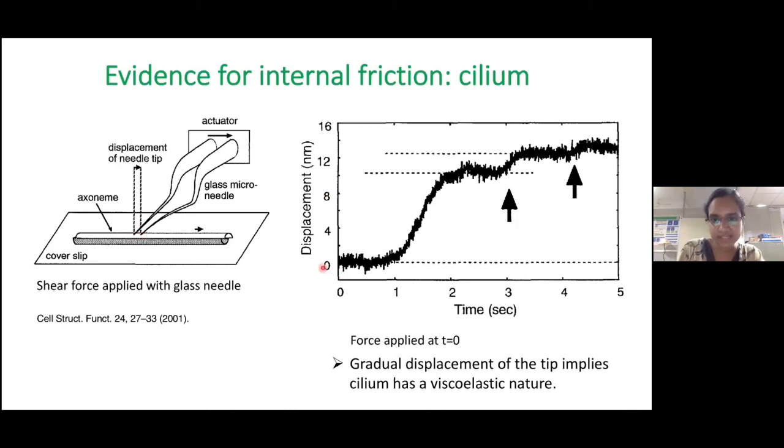In terms of rheology, this experiment is equivalent to creep. What you see is that the displacement of the tip needle goes very smoothly to some stable value. This slow development of the displacement tells you that this is not a purely elastic filament. A purely elastic filament will have a very abrupt and quick jump in its tip displacement. So the gradual displacement of the tip implies that a cilium, even an inactive cilium, has some viscoelasticity associated with it.